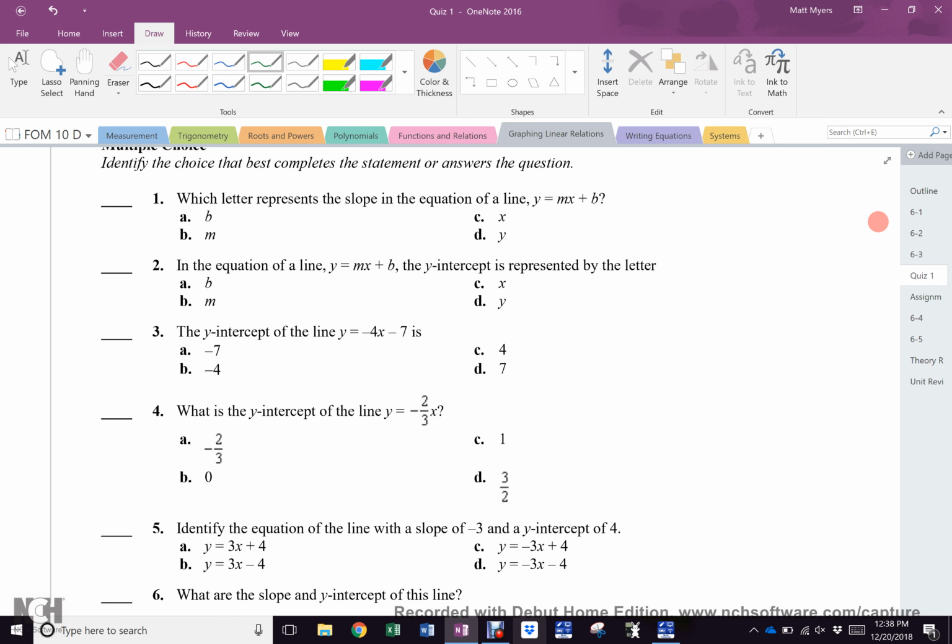All right, here we go. Number 1, we'll use Christmas colors for the first 3.